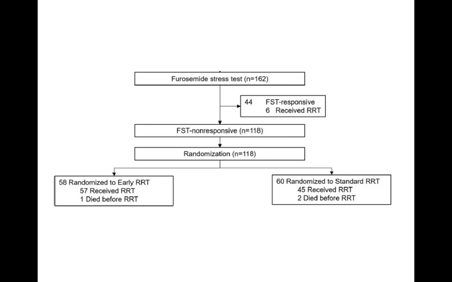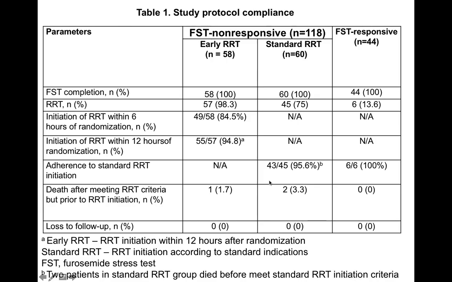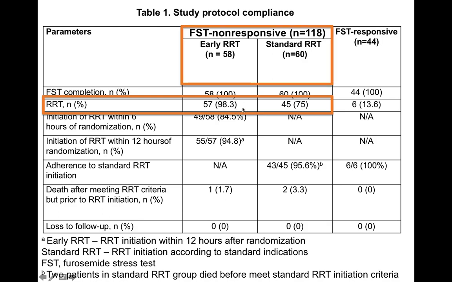I think this was really beautifully done. So then they took the folks who are responsive, and then they randomized them to early versus standard of care. And what you find here is that the early versus the standard group for the non-responsive rate is quite similar in the number of people who end up getting renal replacement therapy. And not surprisingly, the early group gets more, which you'd expect because they're then randomized to an early intervention.